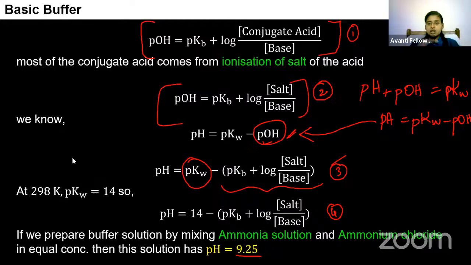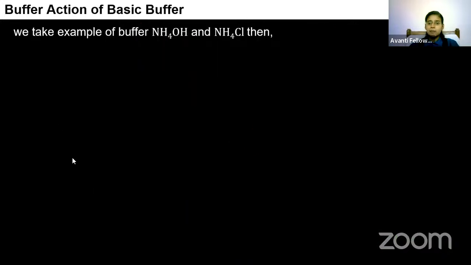Okay. So now I am going to give you the buffer action of basic buffer. Buffer action of basic buffer. So I have taken ammonium hydroxide and ammonium chloride as the example for you. Ammonium hydroxide is a weak base. And this is the salt of this weak base. Okay, salt of this weak base and strong acid.